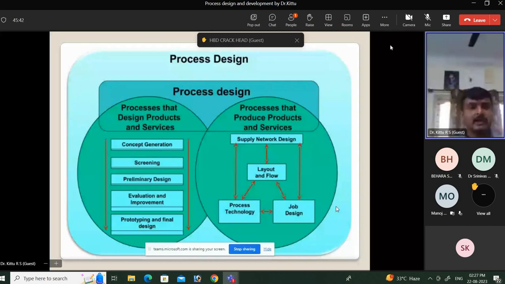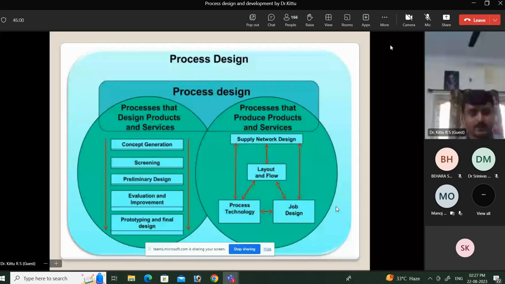Then, sir, we have a lot of ideas. What will be the next option? We have to do screening. We are not going to accept all the ideas or concepts we generated. We evaluate and eliminate the ideas that are not necessary and the concepts that are not required. Then, in the third stage, we go for the preliminary design. Based on the screening, you develop the base one, that means the basic design, which is called the preliminary design.